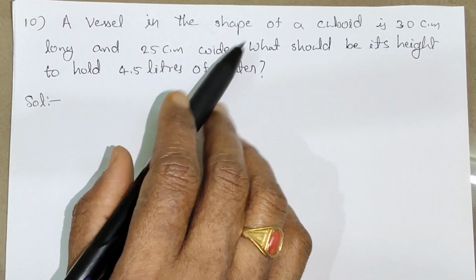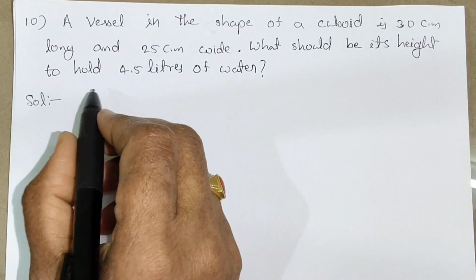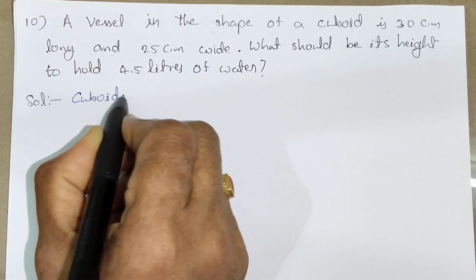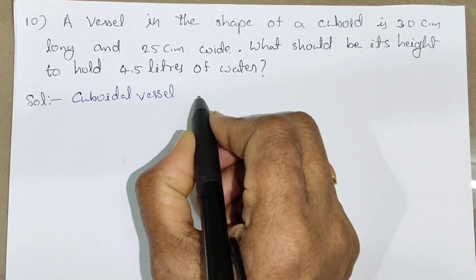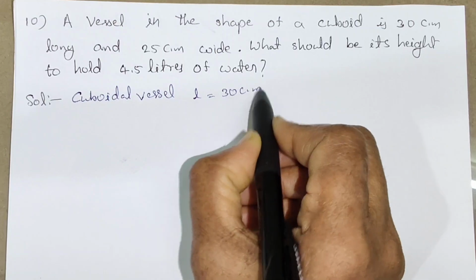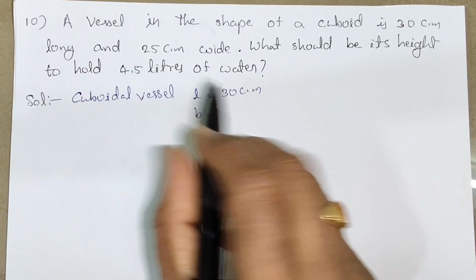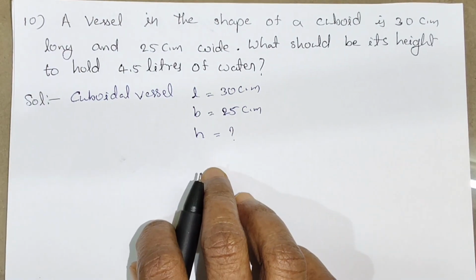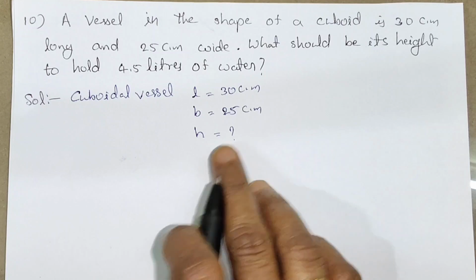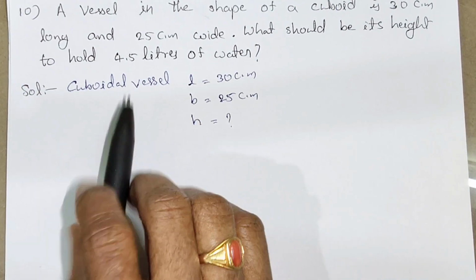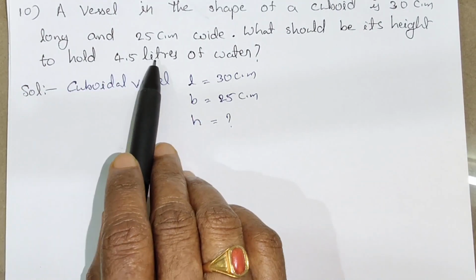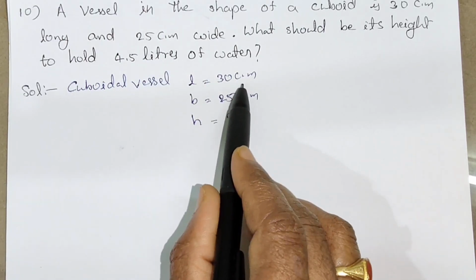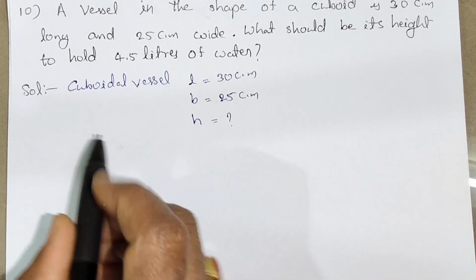So first we write the vessel measurements. For the cuboidal vessel, L equal to 30 centimeters and breadth equal to 25 centimeters. Next we find the height. What should be its height? Now the volume of the water to hold is 4.5 liters. The measurements are in centimeters, but the volume is given in liters.